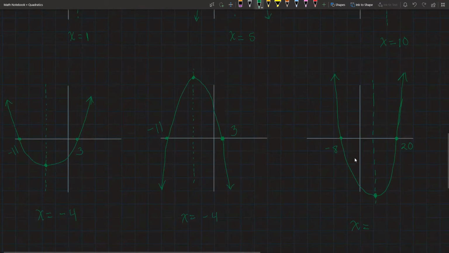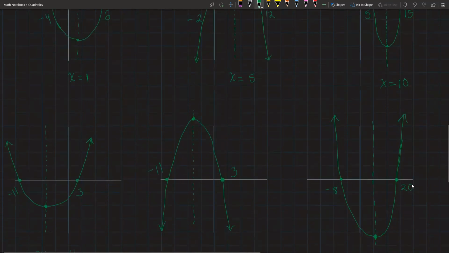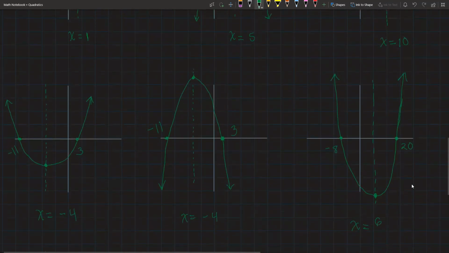And the last one, what's the average of negative 8 and 20? I believe that's a 6. Check it and see. Let me know if I made a mistake. But that's one of the ways we're going to be applying it. And if you got this idea, we're ready to see how to apply this in future lessons.